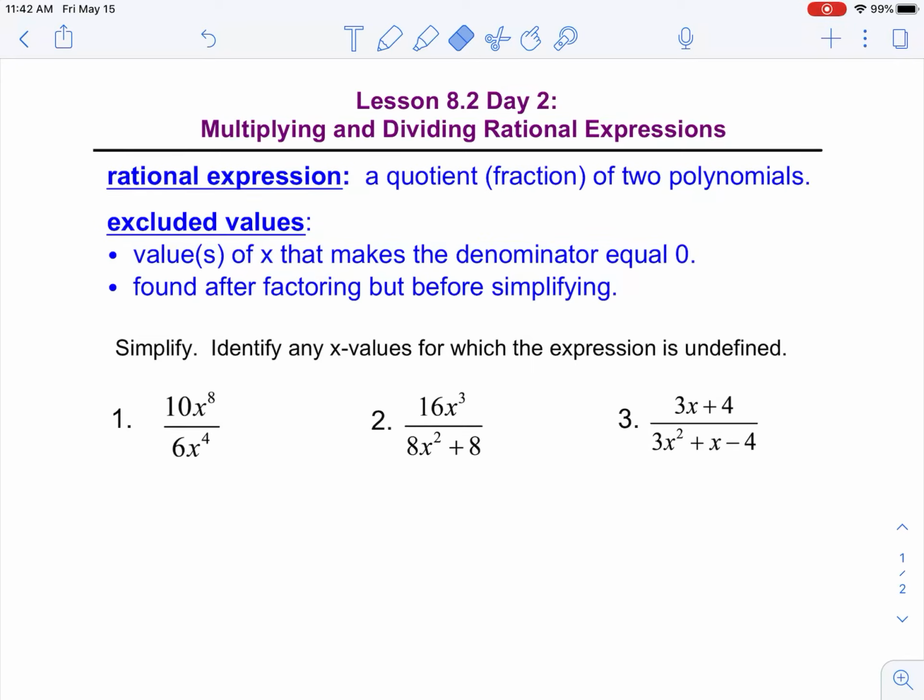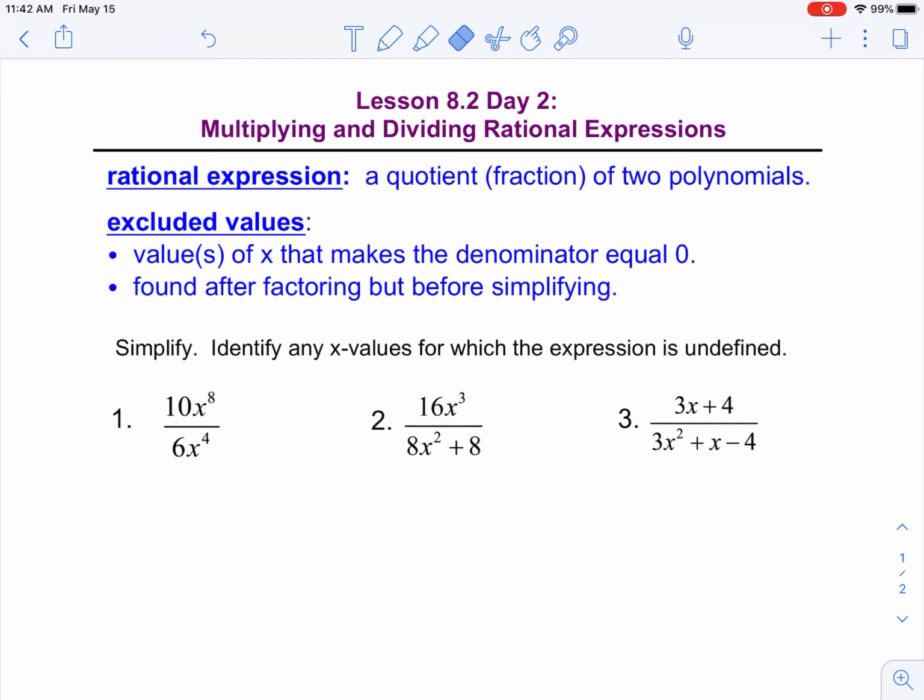Today we're going to go over Lesson 8.2, Day 2 on multiplying and dividing rational expressions. So first let's go over some vocab. A rational expression is a quotient or fraction of two polynomials. Then we have excluded values, which are values of x that make the denominator equal to 0. We're going to find these excluded values after factoring, but before we simplify.